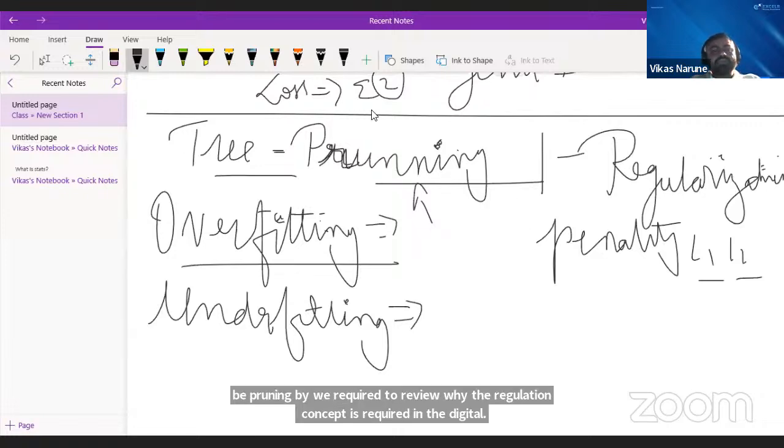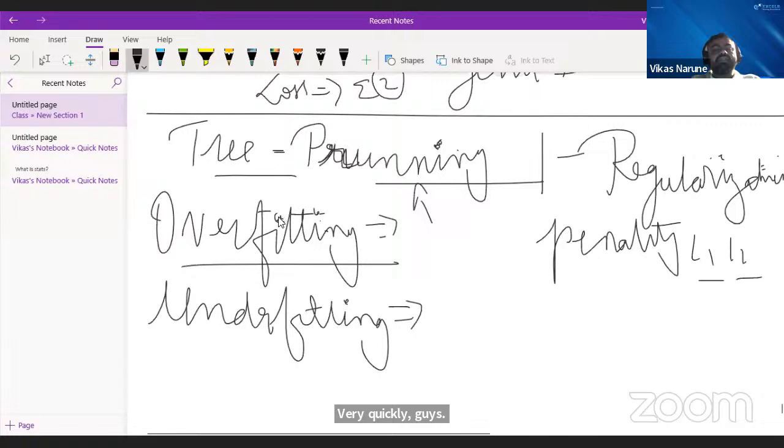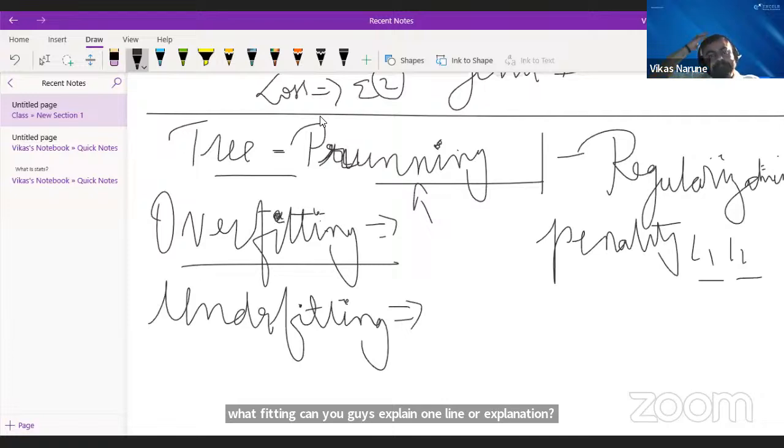Anyone? Any clue? Can you explain in a one-liner what underfitting and overfitting are? If anyone is aware, I can have some breather. I can drink water. Meanwhile, you guys can reply to me.